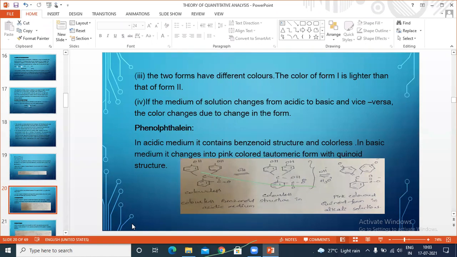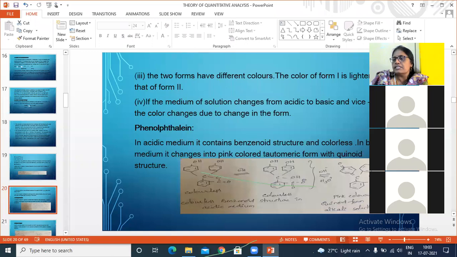Why does this happen? When a solution changes from acidic to basic or basic to acidic, the stable form changes. For example, if benzenoid is stable in acidic medium and the medium changes to basic, the benzenoid form is converted into the quinonoid form. So the color in benzenoid is light and in quinonoid it is dark. That is the difference between benzenoid and quinonoid. Both are only complex organic structures.